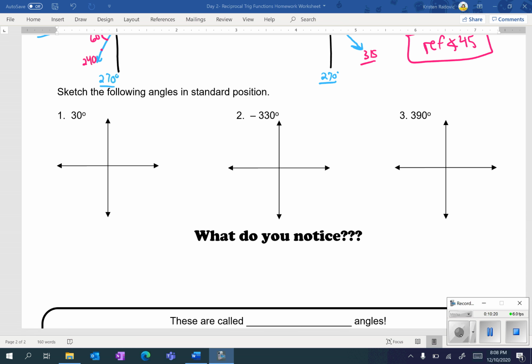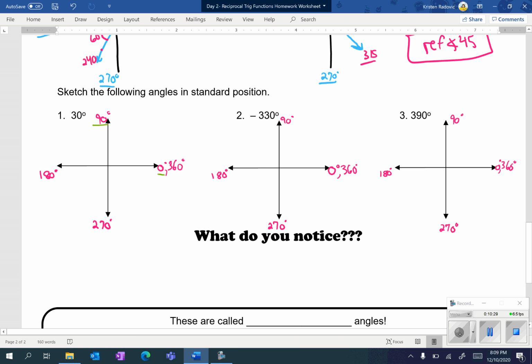So take a minute and try to sketch on your paper each of the following angle measurements. So 30 degrees is between 0 and 90, but closer to 0. So here I have 30 degrees. Negative 330, actually because this is a negative, my angles should all be negative. There we go. And negative 330 is between negative 270 and negative 360, but closer to negative 360 degrees. Keep in mind, because it's negative, we are going down and around.